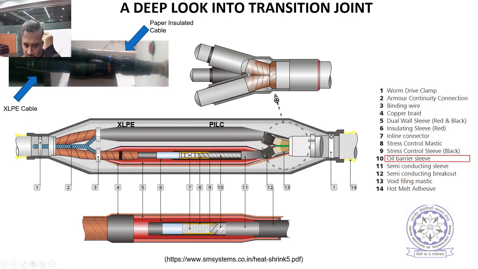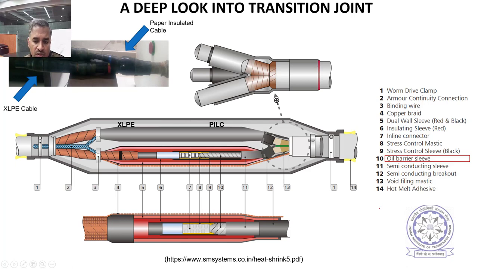For example, in PILC cable, paper insulated cable, there will be oil inside the paper insulation that needs to be stopped from escaping from the paper insulation. So an oil barrier tube is used here. So here there are different layers which are used in the cable body, joint body, listed here. Warm drive clamp, armor continuity connection, binding wire, copper braid, dual wall sleeve, insulating sleeve, inline connector, stress control mastic, stress control sleeve, oil barrier tube, semiconducting sleeve, semiconducting breakout, wire filling mastic, hot melt adhesive.